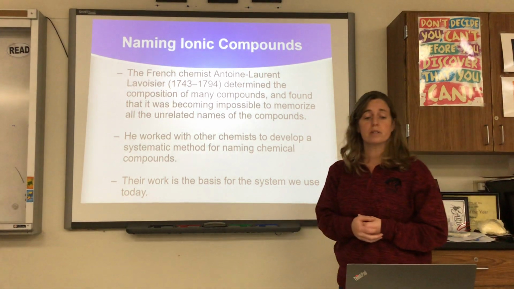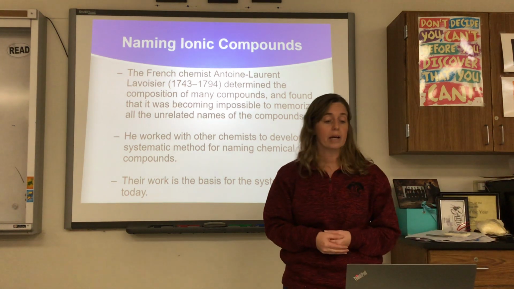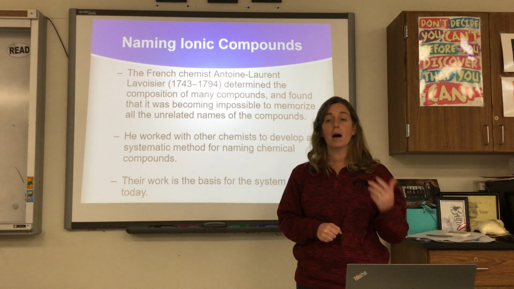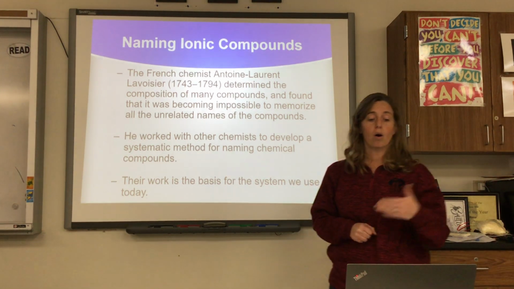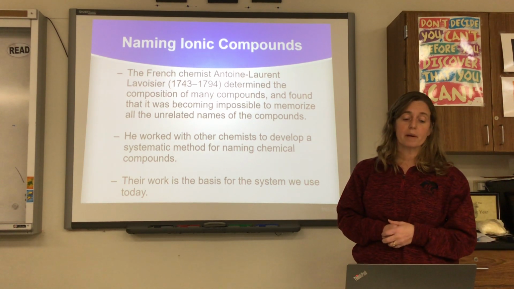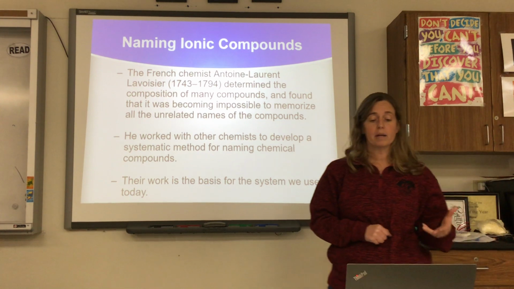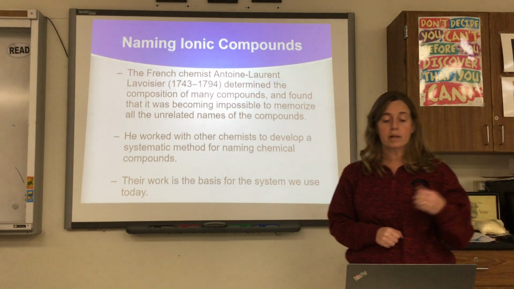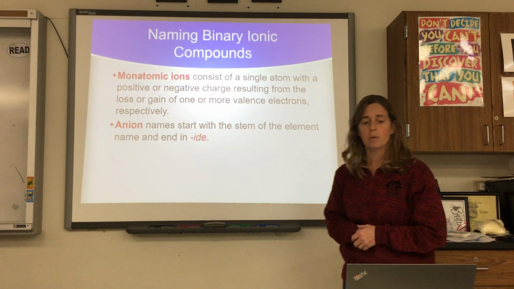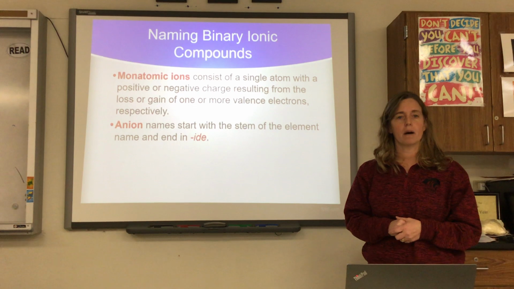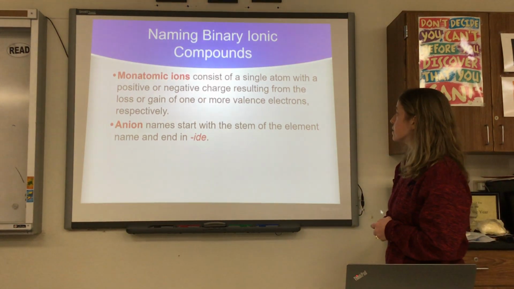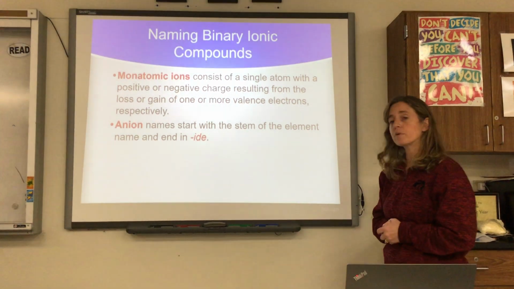Well, there was a French chemist known as Antoine Lavoisier. Okay, he determined the composition of many compounds and found that it was becoming impossible to memorize all the unrelated names of the compounds. So he worked with other chemists to develop a systematic method for naming chemical compounds. Their work is the basis for the system that we use today. Okay? So, when you're naming binary ionic compounds, binary means two elements. Okay? So, monatomic ions consist of a single atom with a positive or negative charge.